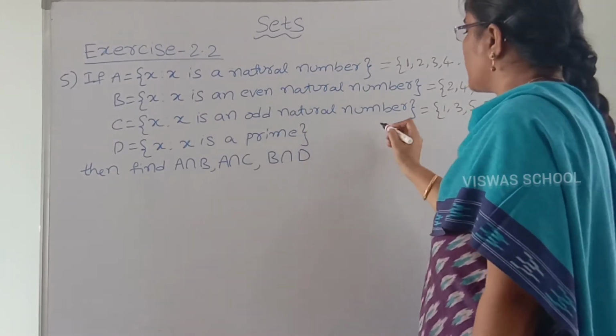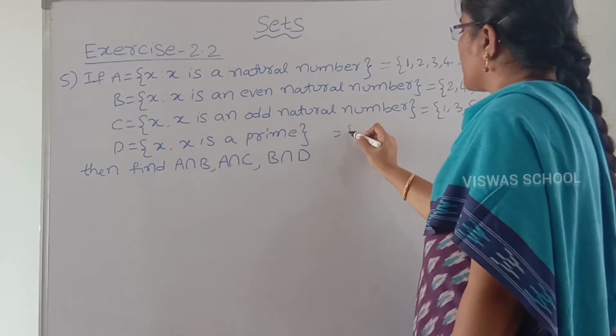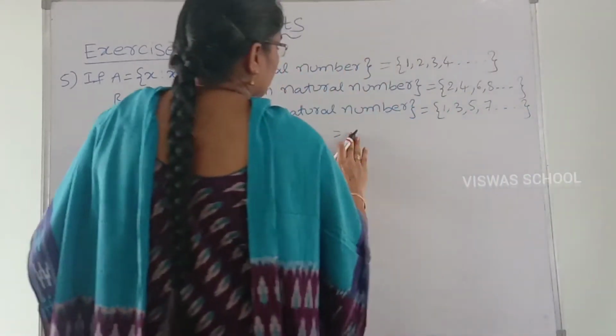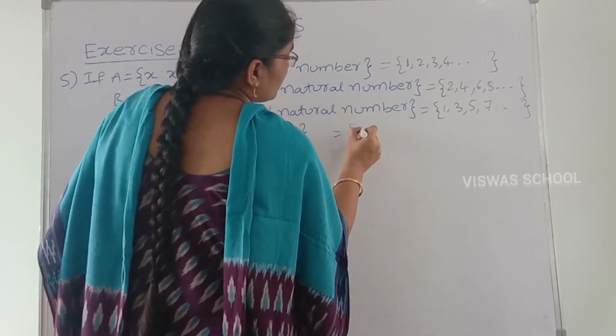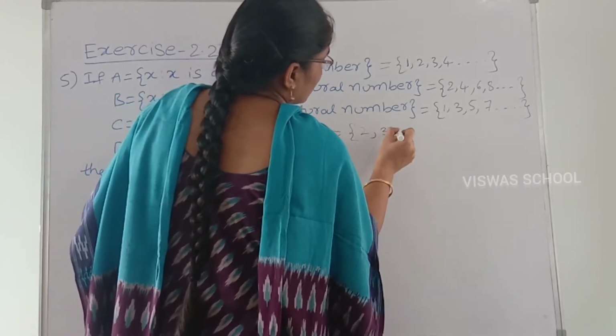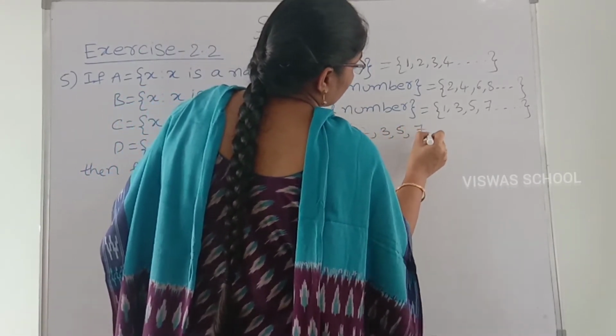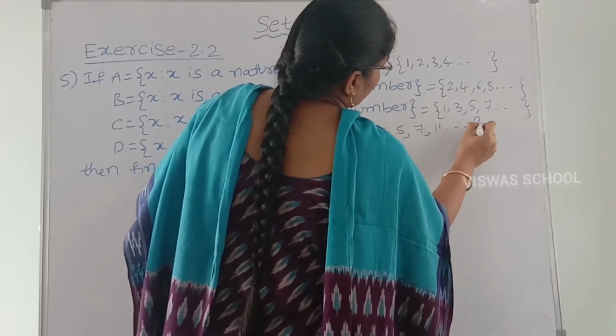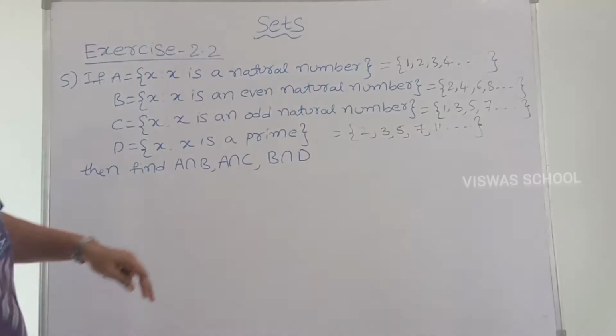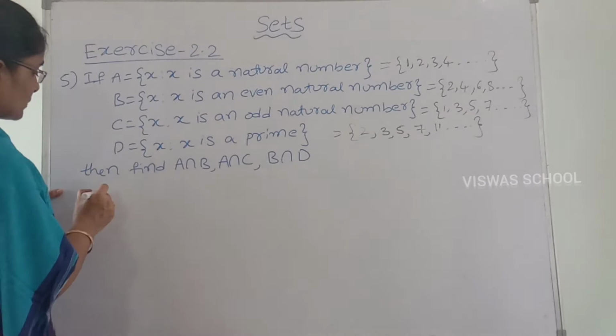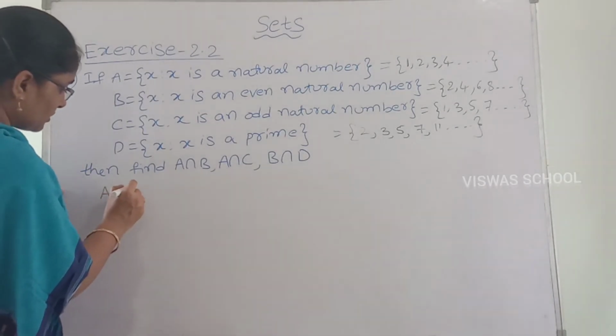Now, here it is what? x is a prime. Prime numbers means what here? 2, 3, 5, 7, 11, and so on. Now from that we have to find out first one is what? A intersection B.